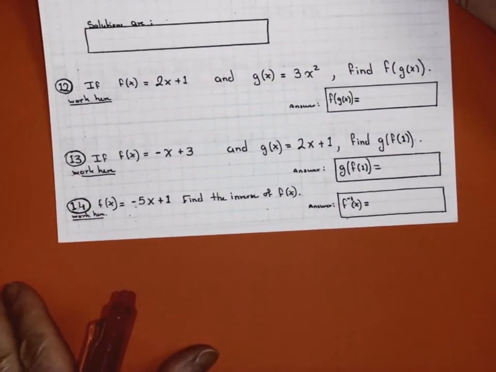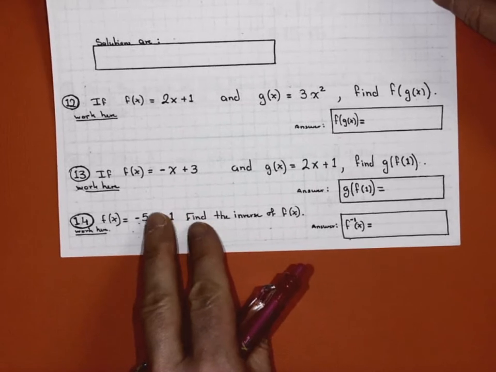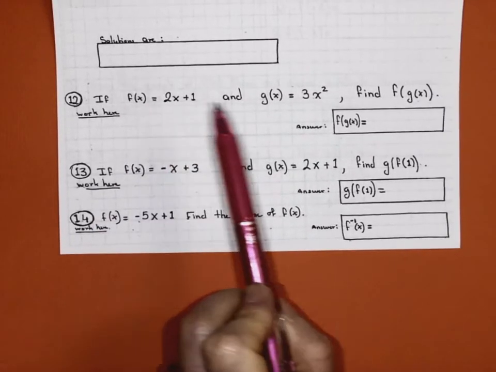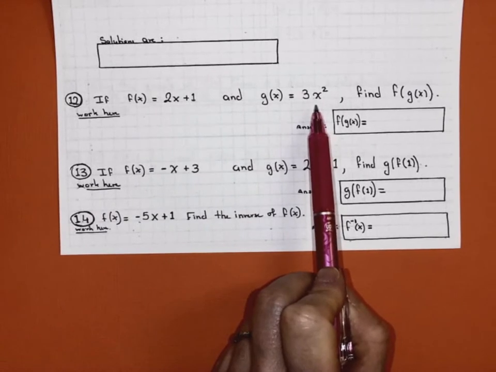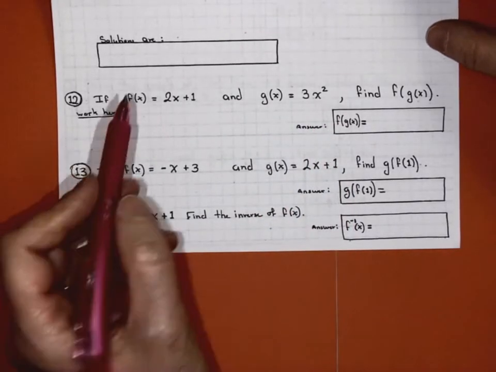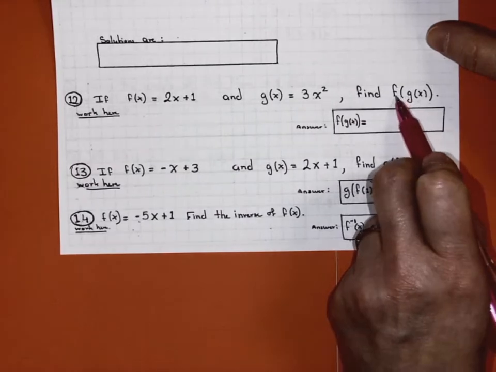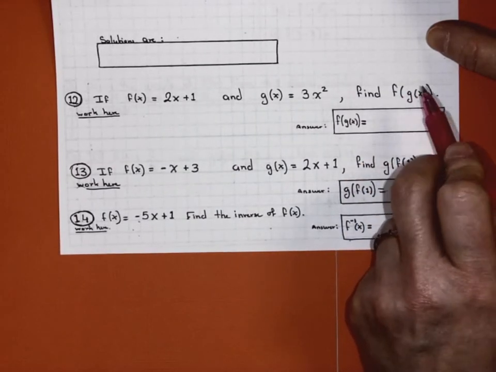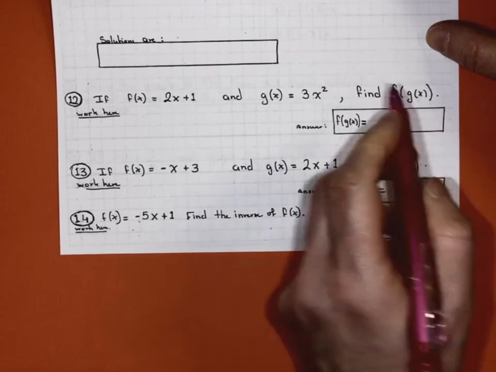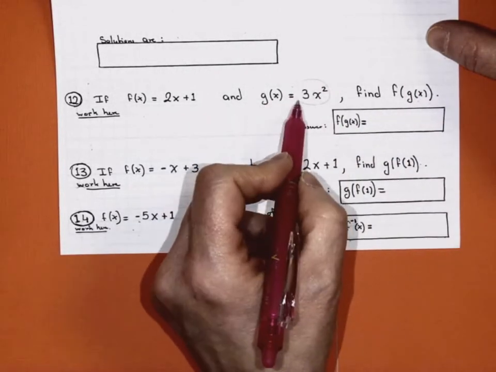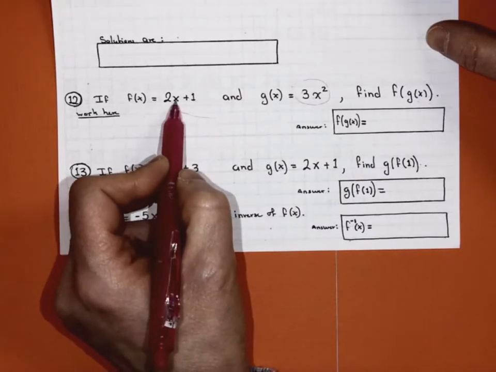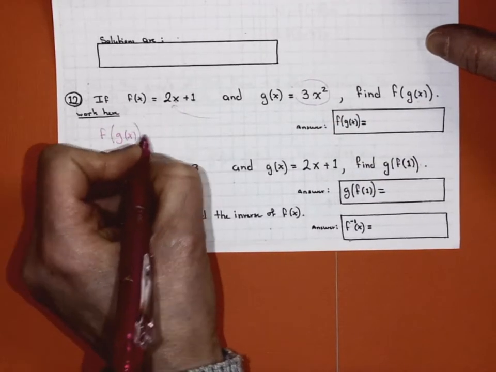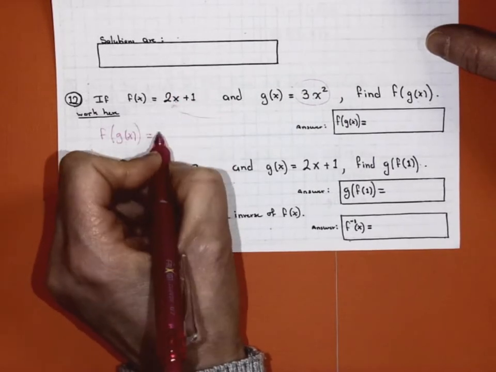Okay, let's do some composition of functions down here. So we're given two functions, f of x and g of x, and we're going to have to find f of g of x. So remember, we're taking the inside out. The inside is g. So this function is going to go in f wherever we have an x. So f of g of x becomes this.